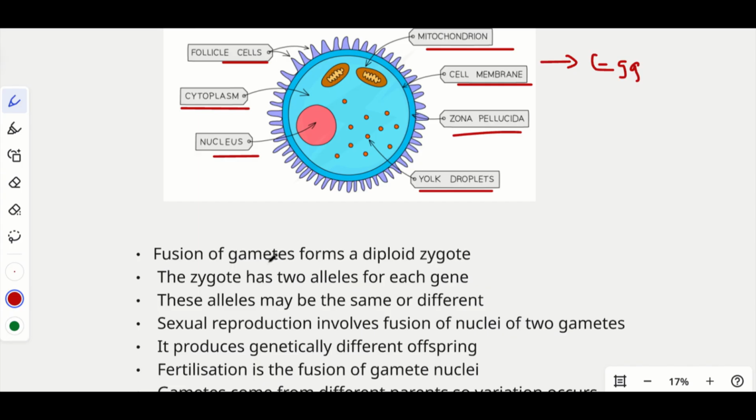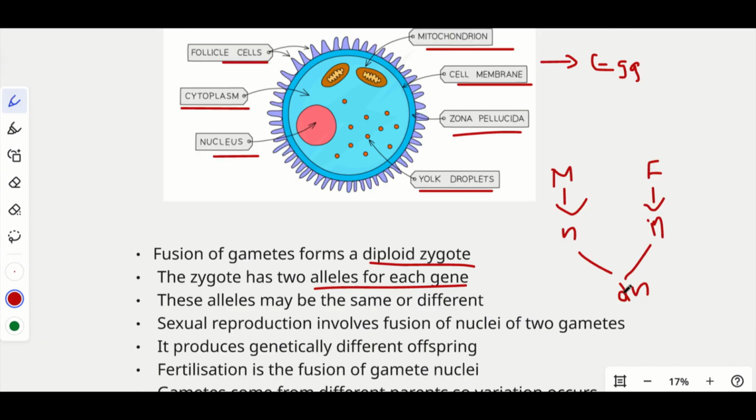So the fusion of gametes forms a diploid zygote. When you check it at the time of fertilization, from male and female, or from mother and father, you will be getting a haploid set, right? And once the fertilization is occurring, these will combine and again become diploid, that is 2N. So the zygote has two alleles for each gene.